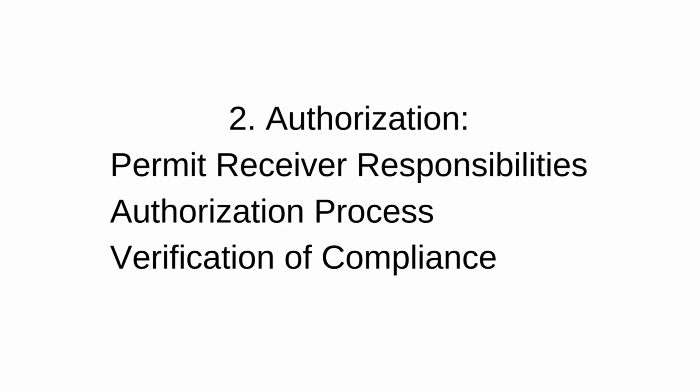Now, permit authorization. The individual or team receiving the permit reviews the permit conditions and ensures that they understand and agree to comply with all requirements before commencing the work. The permit receiver seeks authorization from the authorizing officer or supervisor designated in the permit work system before initiating work activities. Authorization may involve signing the permit or obtaining verbal approval, depending on organizational procedures.